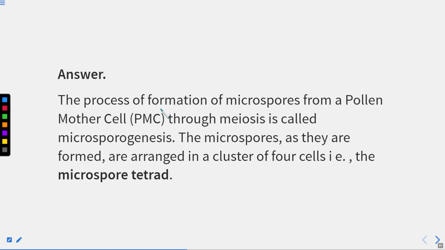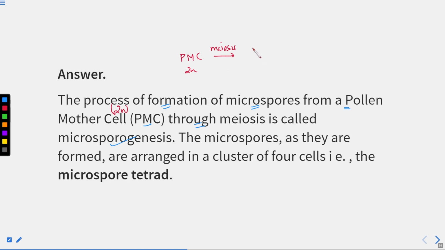Now what happens? The process of formation of the microspores from pollen mother cells through meiosis is known as microsporogenesis. Okay, so pollen mother cells, these are diploid, means they consist of 2 sets of chromosomes. So we can write here, these are pollen mother cells. These are diploid. And with the help of the process known as meiosis, so meiosis is known as reductional division, it will reduce the number of chromosomes to half.